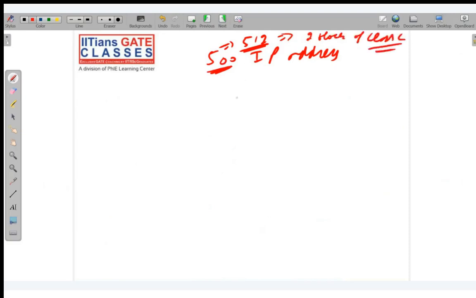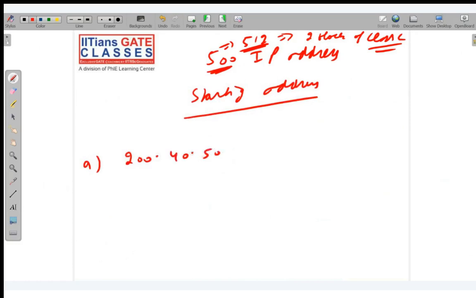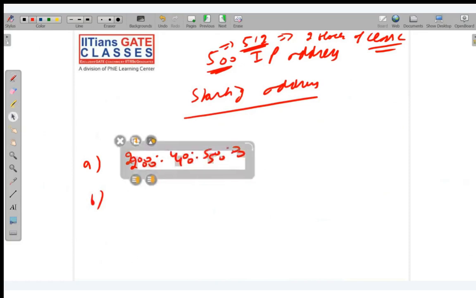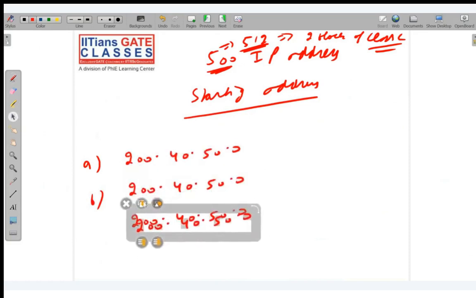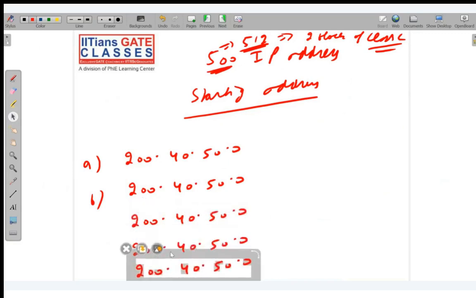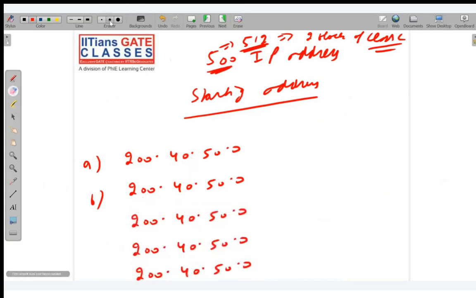Now they are asking which of the following can be the starting address. Option A they are giving is 200.40.50.0. Option B, let me copy it out. Here I am saying 51, here 52, 53, 54. Which of the following can be the starting address? Please let me know.